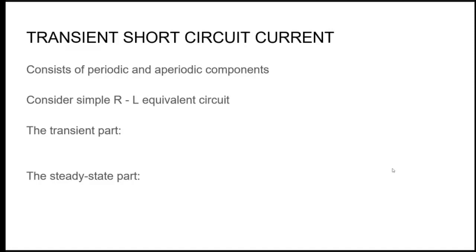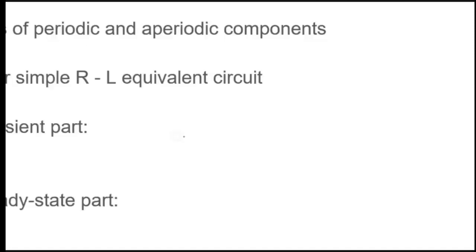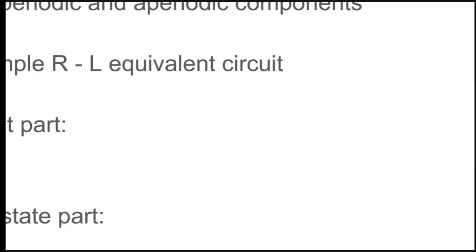inside the transformer. Now, the short circuit current consists of two parts actually, periodic and aperiodic components. Consider a simple RL equivalent circuit. Suppose this kind of circuit.